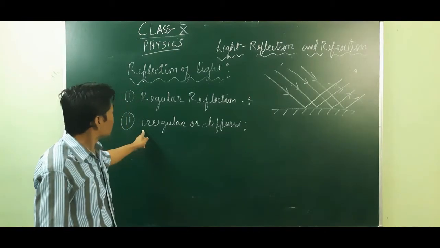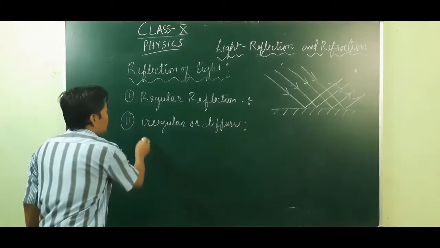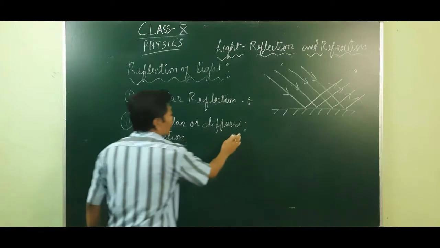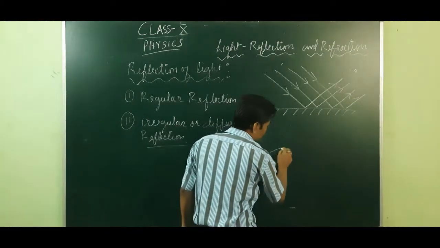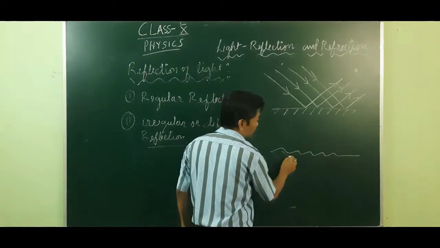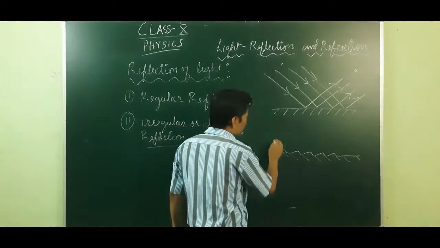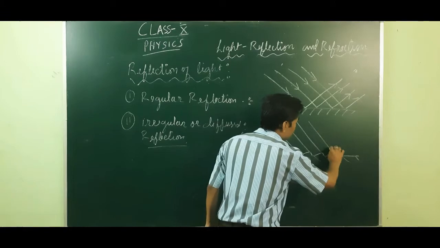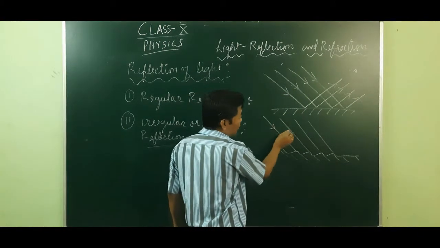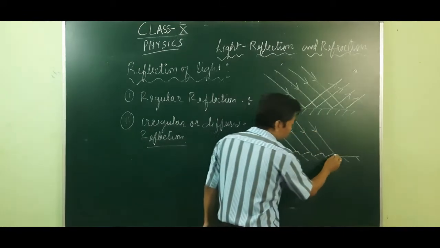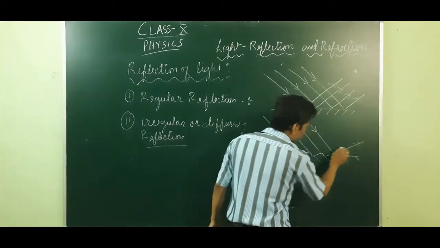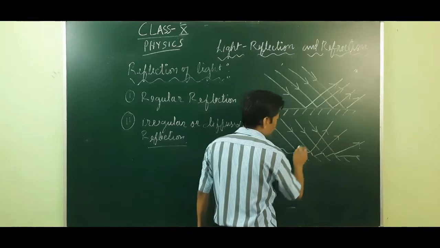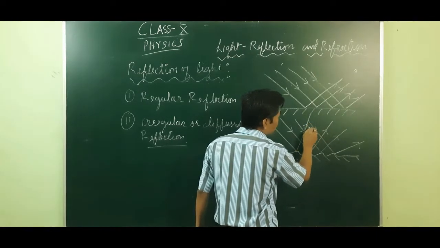So irregular or diffuse reflection. Now look at this type of reflection. Now the reflecting surface, if it is not smooth, then it might appear something like this. So when a beam of parallel rays falls on this reflecting surface, what happens here? The reflected rays reflect in different directions here. In another way, diffuse or scatter or irregular.